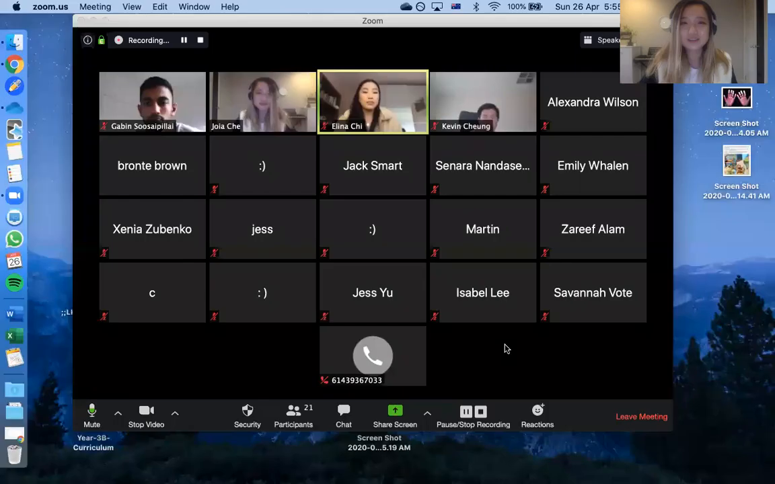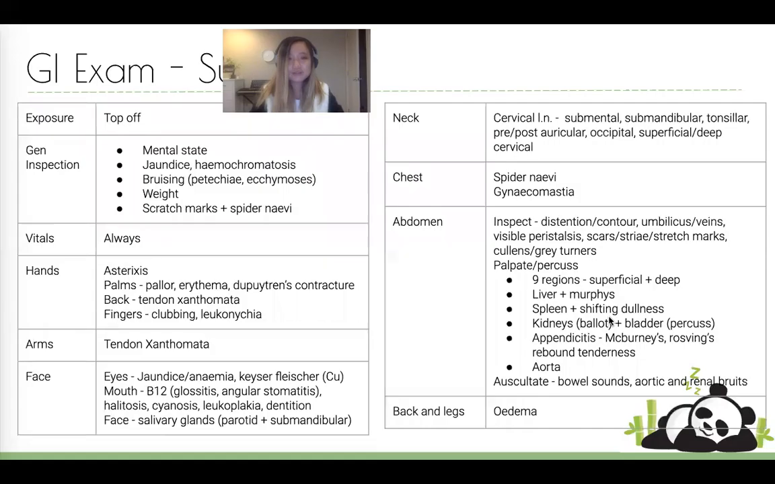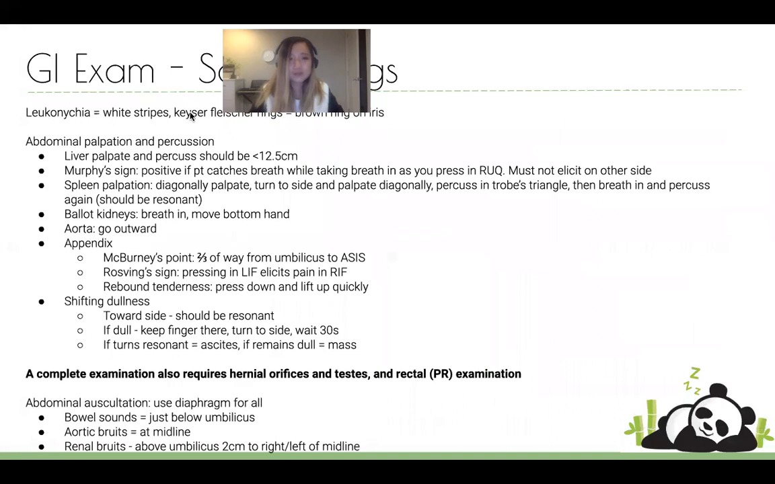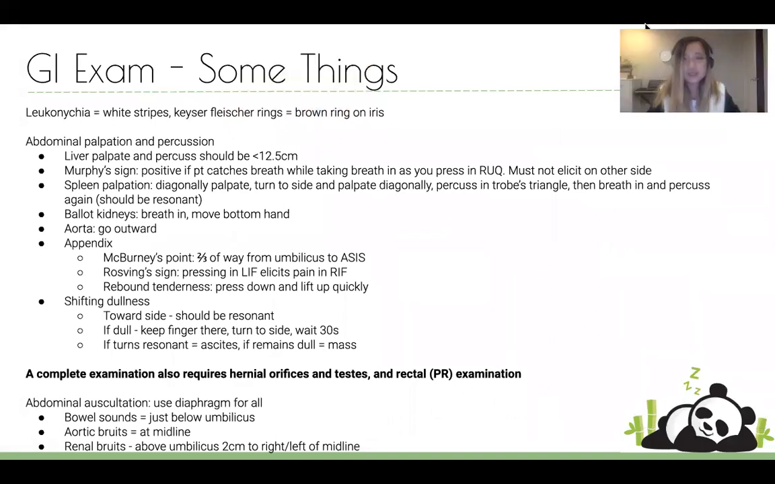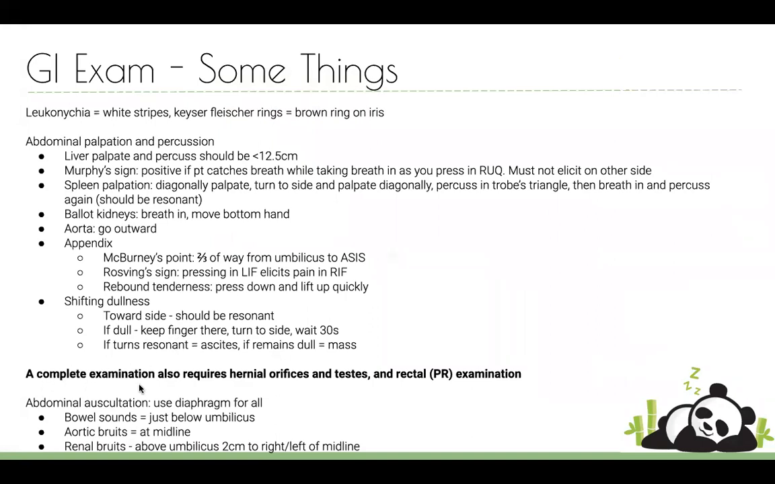Alrighty, back to sharing screen. We're almost done. So this is a bit more information on everything. After your exam, you want to say a complete examination also requires hernial orifices and testes and a PR exam, basically. But you don't learn that yet. And these are some details on what you need to do.